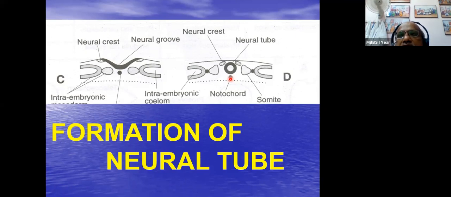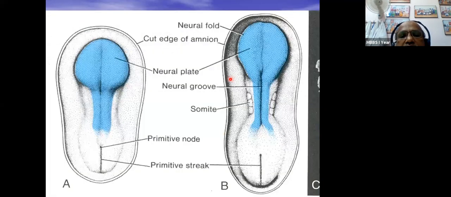Now the part of the neural tube present at the cranial end further differentiates to form the brain. What you have at the caudal end forms our spinal cord. Now this is the dorsal view of the embryo to understand the formation of the neural plate and neural groove. We have cut the wall of the amniotic cavity, so the cut edge of the amnion you are able to make out. We are seeing the embryo from above. So this is the dorsal view of the embryo.